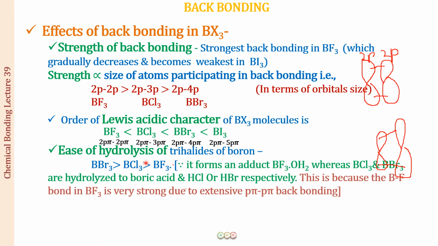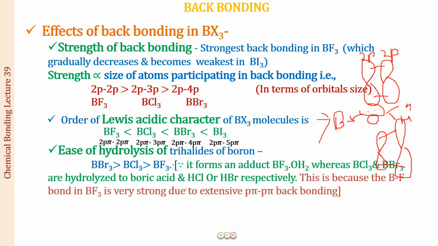So what it is going to do is form an adduct, BF3·OH2. Oxygen is going to form a coordinate bond with boron. Just let me show you that. We have B, and we have the water molecule's oxygen, which is going to share its electron pair and form a coordinate bond. So this is BF3, and here we have water. There is going to be a coordinate bond formed between BF3 and water. This forms a complex, and hence it is not going to get hydrolyzed.